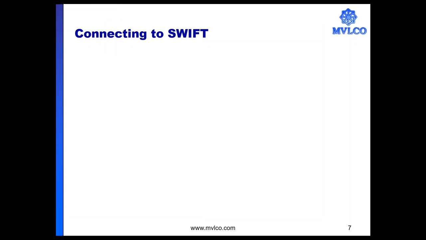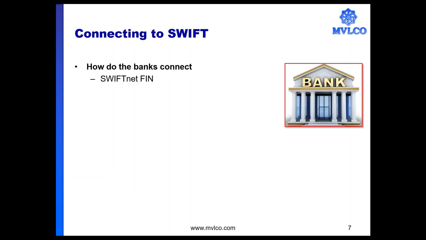Let us now discuss how we would connect to SWIFT. When we connect to SWIFT, we are going to divide this discussion into two parts: the banks connecting to SWIFT and the corporates connecting to SWIFT. When they connect to SWIFT, they can send messages to each other. Banks can send a message to each other. The corporates can send a message only to a bank. So let's understand how a bank would connect to SWIFT.